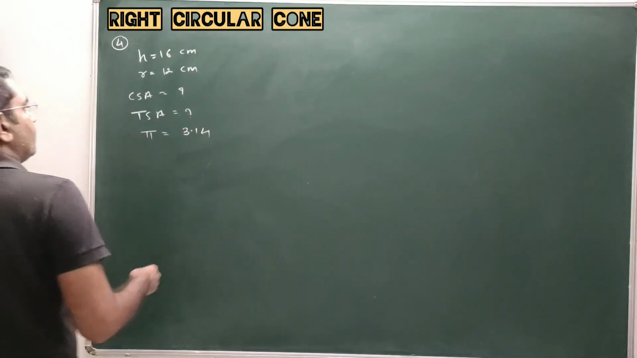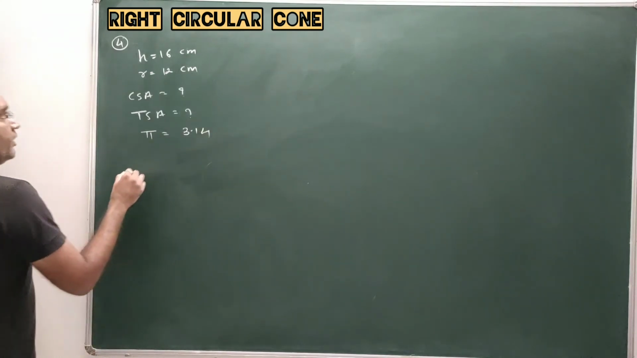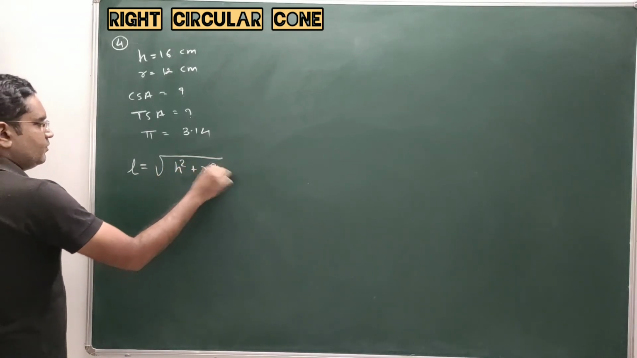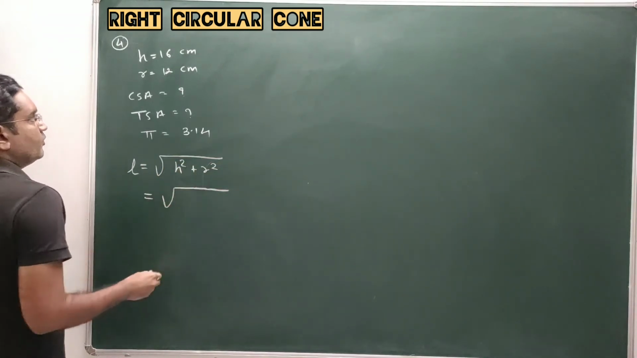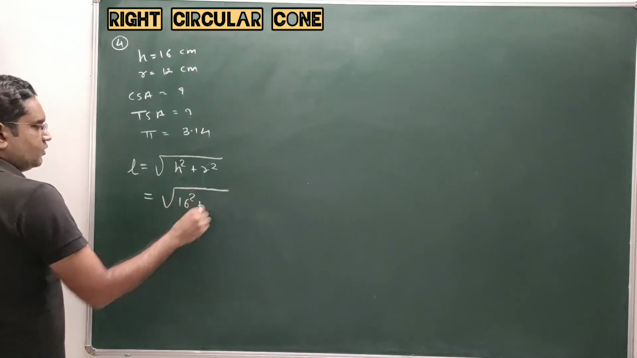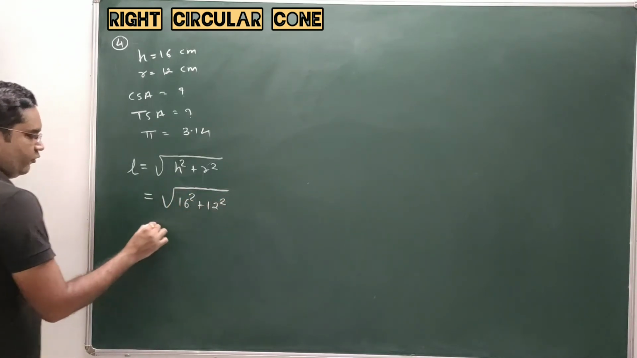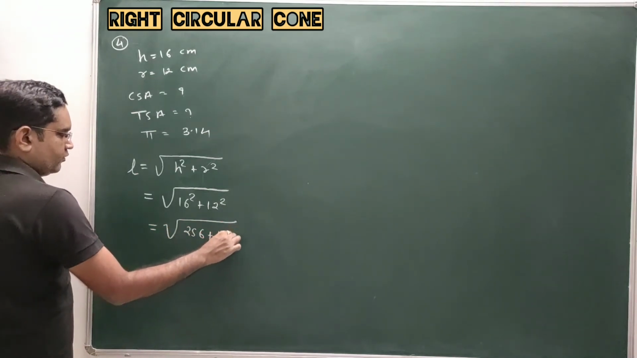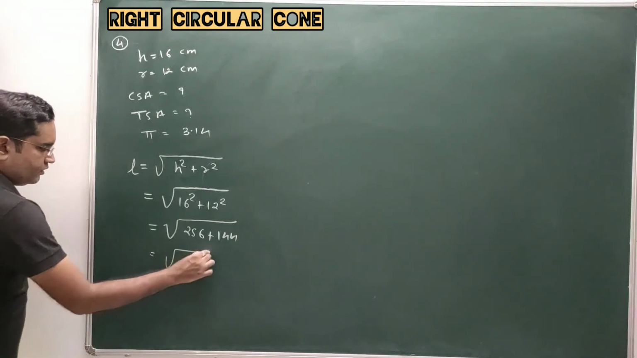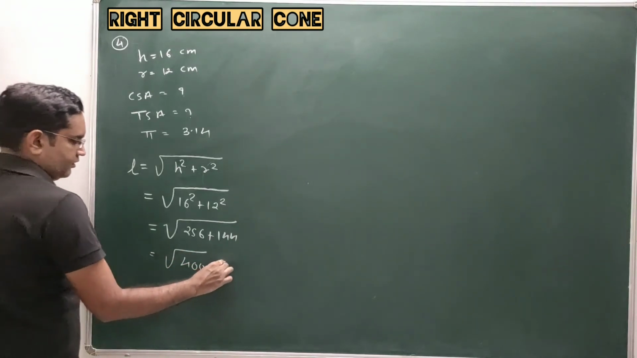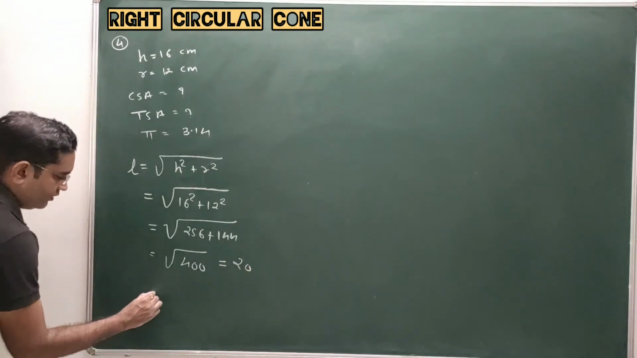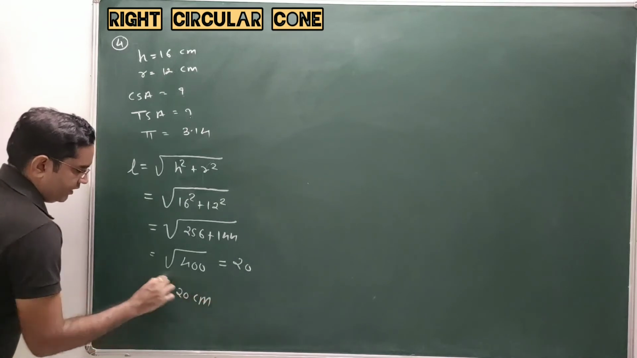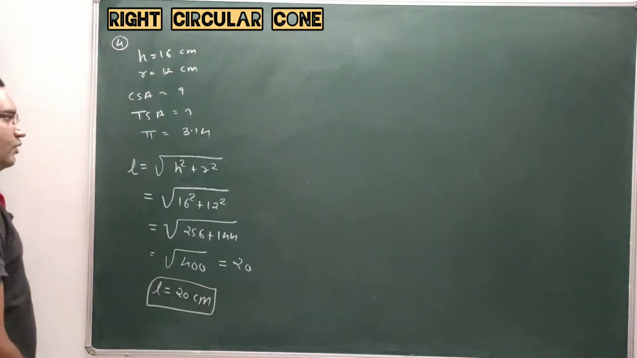Simple, just apply the formula. For that we require the value of L. Slant height L is the square root of h square plus r square, which is 16 square plus 12 square. This is 256 plus 144, which is 400. The square root of 400 is 20. So the slant height of the cone is 20 centimeter.